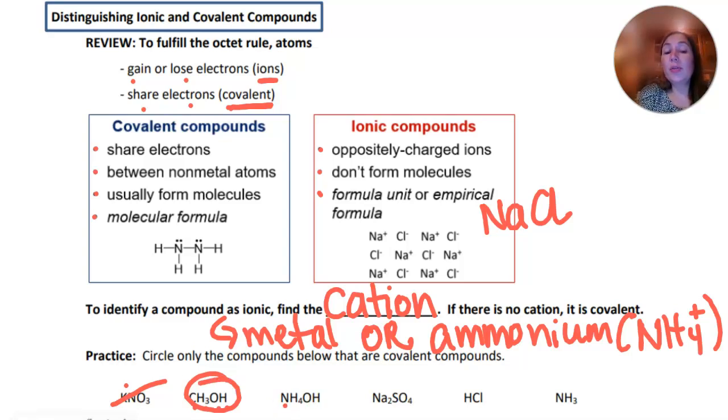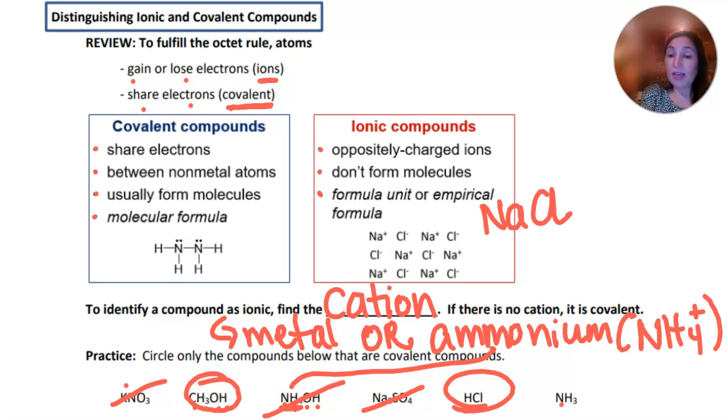NH4OH. Now you might go nitrogen nonmetal, hydrogen nonmetal, oxygen nonmetal, more hydrogen nonmetal, all nonmetal, covalent. But what you need to recognize is that NH4 is actually ammonium, so that doesn't count. It's not covalent. Here we have Na2SO4, sodium sulfate. Well, sodium's a metal, so it's not covalent. HCl, hydrogen's a nonmetal, chlorine's a nonmetal. That works. That would be considered covalent.